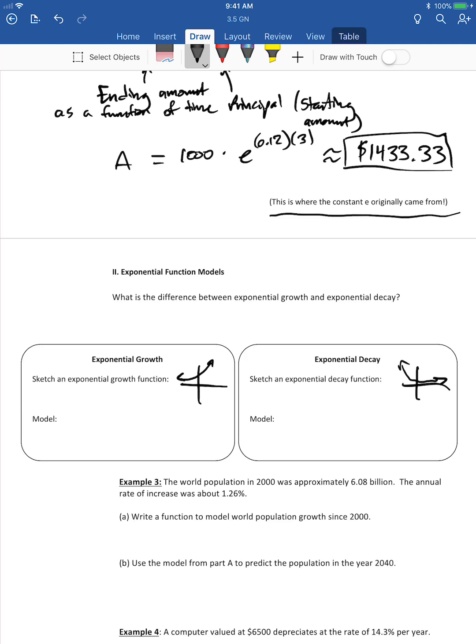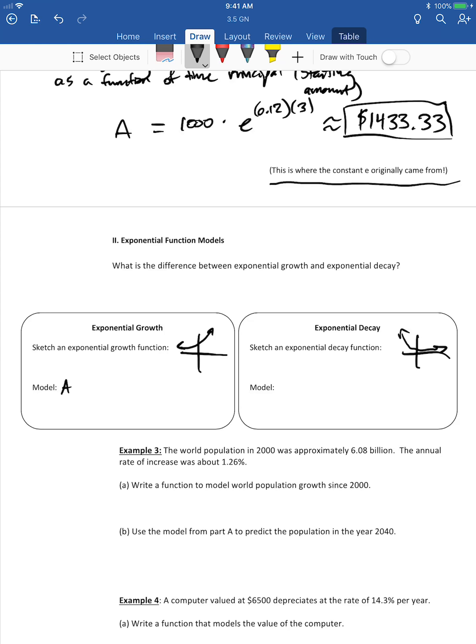Now we want to be able to write this as a model, as an equation, so we can take real-world situations and apply exponential growth or decay to them. And to do that, it's going to look very similar to the formula we just wrote up here. A of t equals P times e to the rt, where A of t is the ending amount as a function of time, P is the starting amount, principal, except we're not always talking about money. We have the constant e. r for exponential growth is the growth rate. This is positive. And then t is the time.